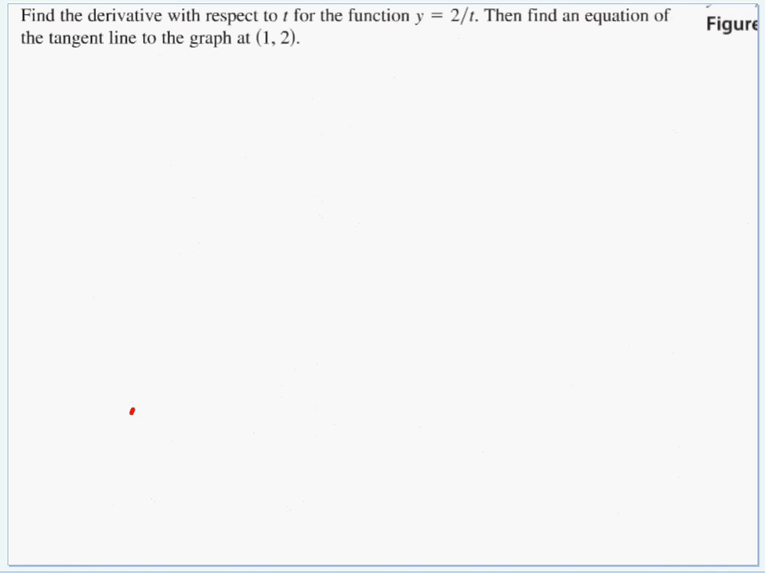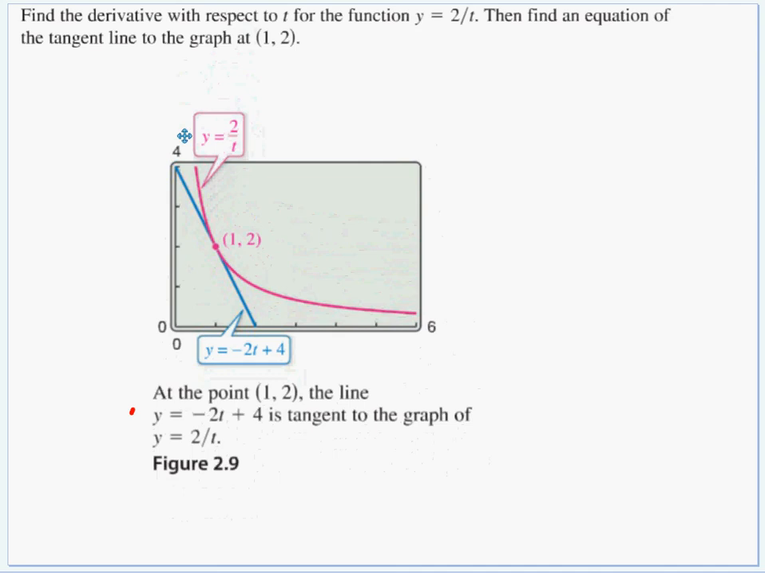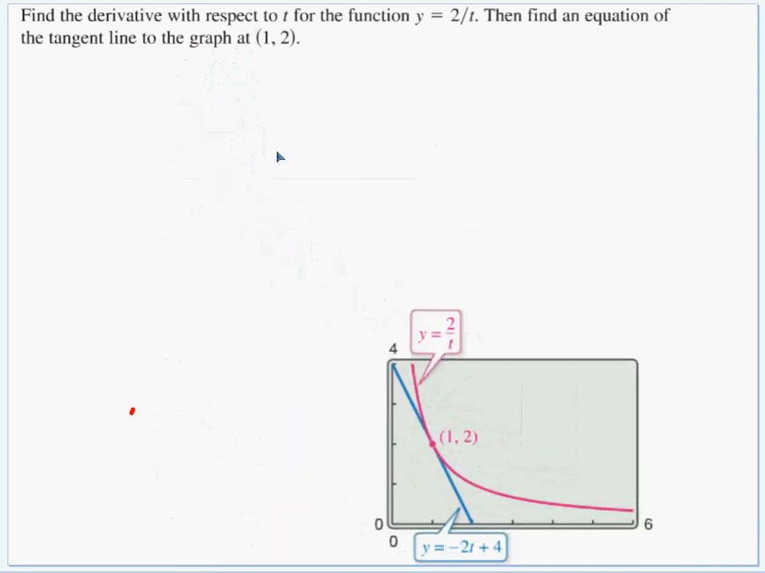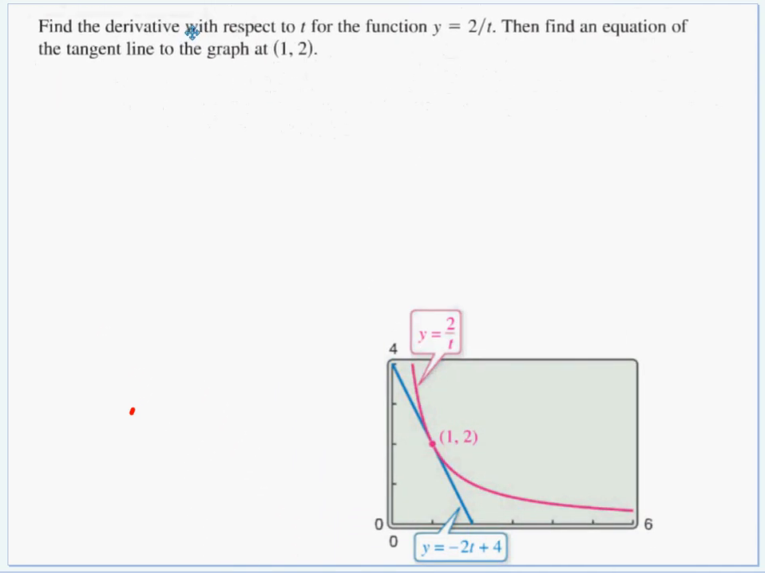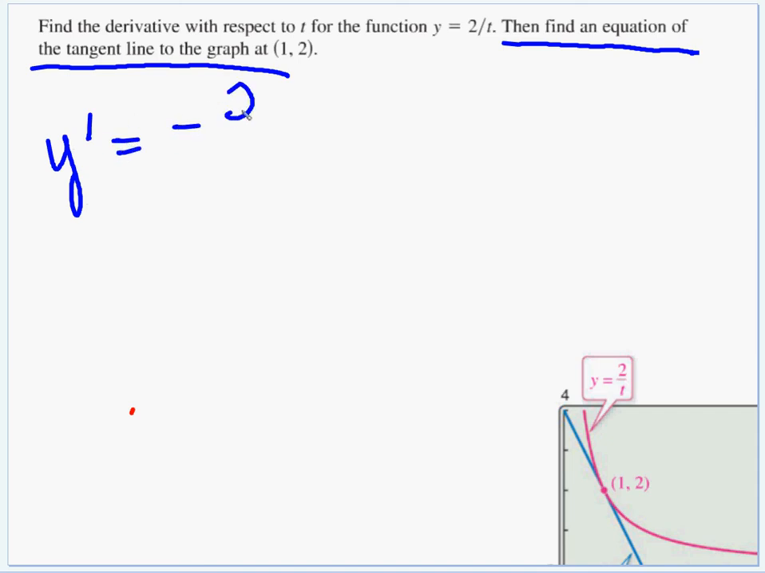And it looks like there's a graph to go with that. There it is. So there's our function 2 over t. Did they ask us to find a tangent? Oh, they did. I almost ended the problem a little bit early. Find the equation of the tangent line to the graph at 1, 2. Notice they're not just asking us for the slope. And our derivative, let's use y prime, that was -2 over t squared.